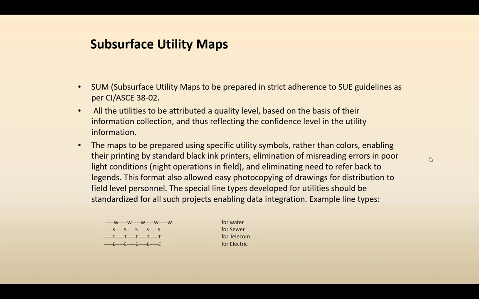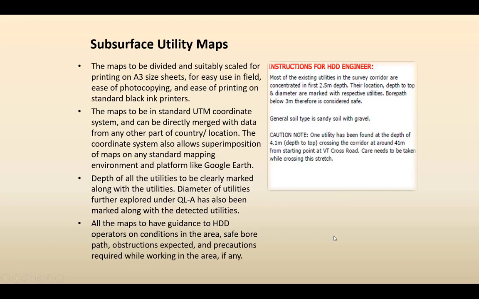The specific line types developed for utility should be standardized for all such projects, enabling data integration. So example line types, as you see here, are for water, sewer, telecom, electric. You can have 10, 12, 15 of these types of line types developed. The advantage of this kind of line type instead of a color map is that you are able to use them in poor light conditions.